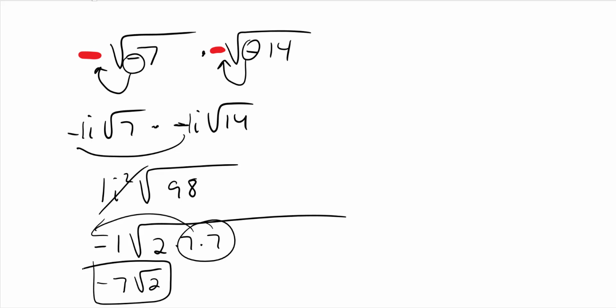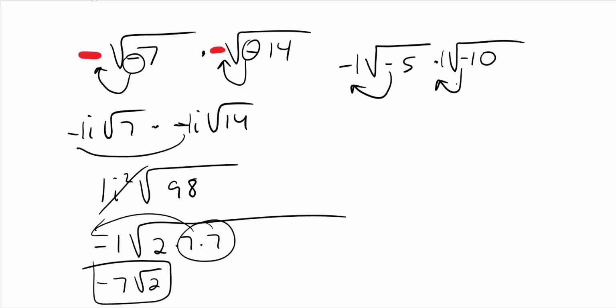I know I said one more, but this is the last one because I want to do one of them with a negative. So if I said negative square root of negative 5 times the square root of negative 10. Let's multiply. Pull out the negative. So you get negative i square root of 5 times, there's no negative here, so it's just i root 10. You guys okay with that?